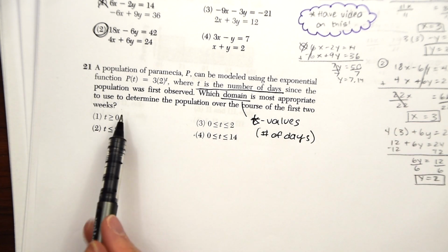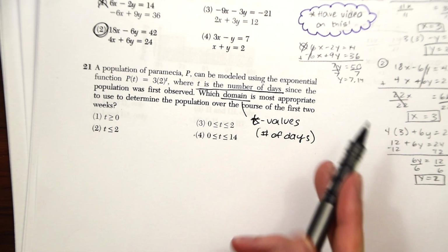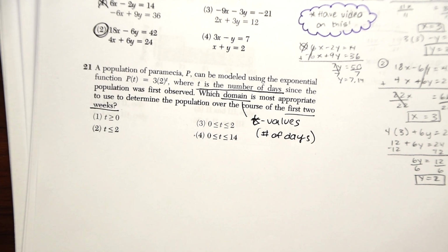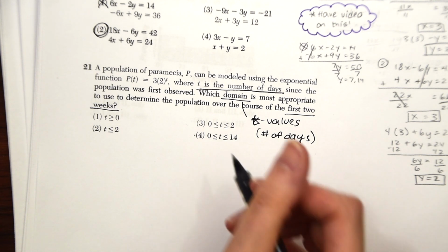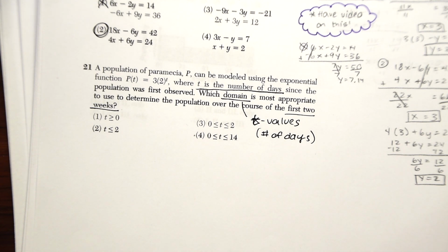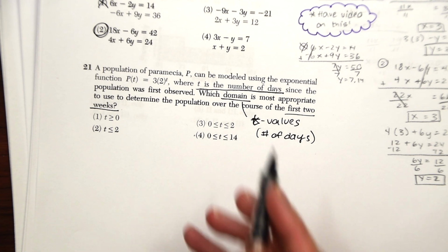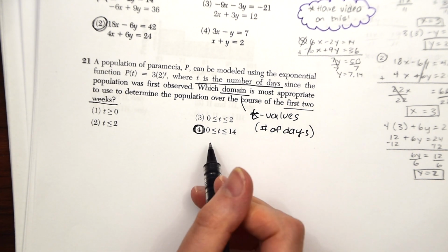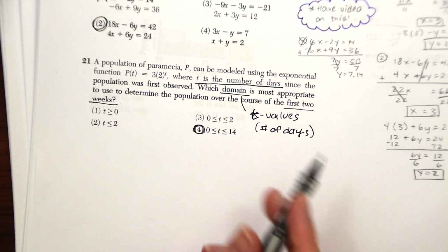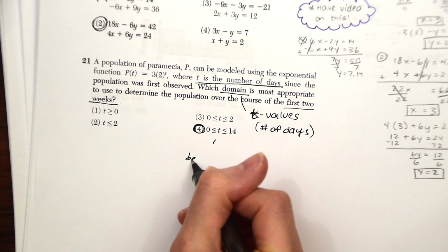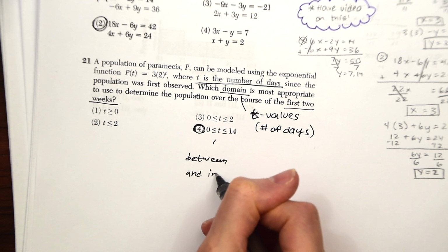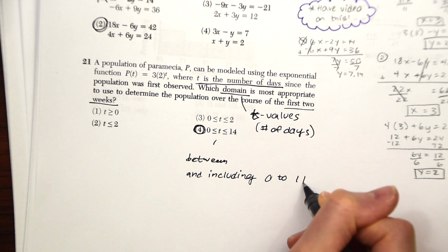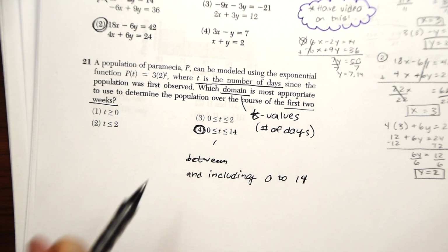Which domain is most appropriate to use to determine the population over the course of the first 2 weeks? So if you think about the first 2 weeks, we want to know about the first 14 days, because there's 7 days in each week, right? So we want to know the values starting at 0 and up to 14. So with inequality notation, the only one that fits is choice 4, because when the inequalities are both less than or equal to, this really means between and including 0 to 14. So that's just kind of a translation of what this means.